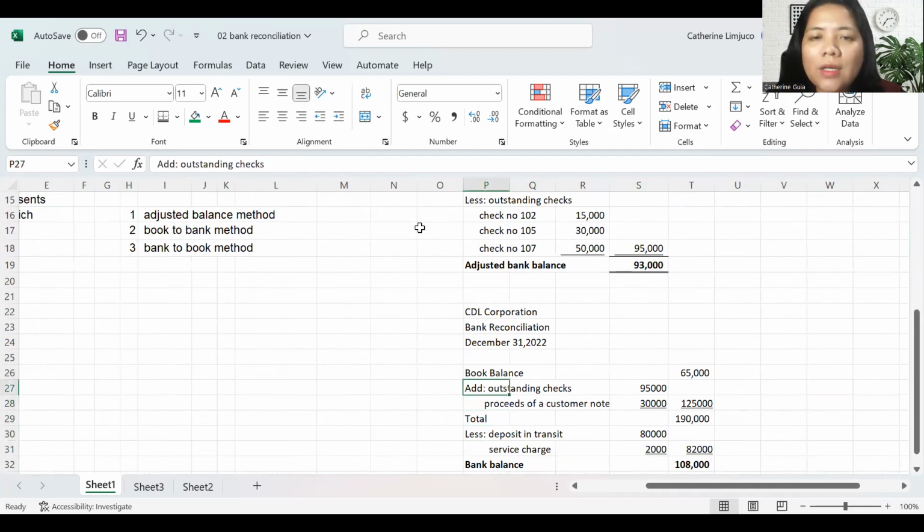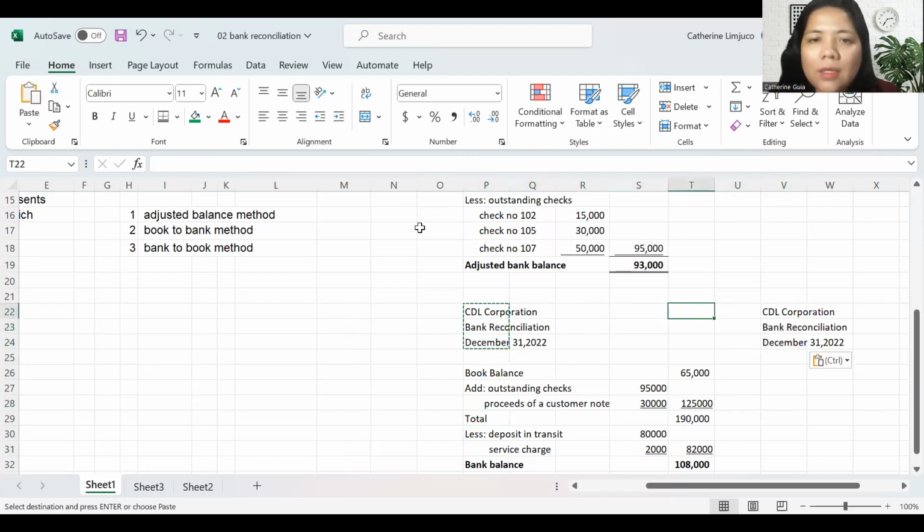So in this case, our outstanding checks and proceeds of a customer note under bank to book will be deducted. And then deposit in transit and service charge in our book to bank, it's deducted, but in our bank to book, it will be added. Okay, so let's have here an example.